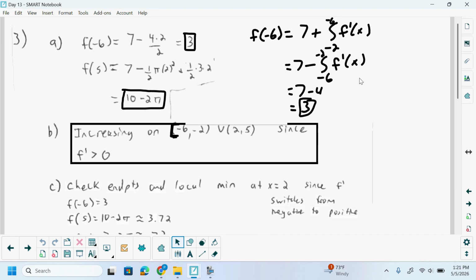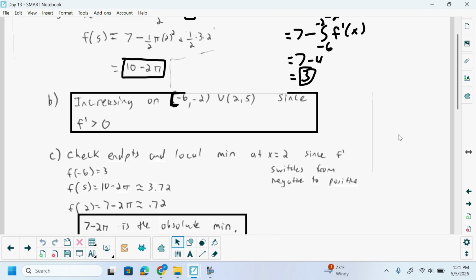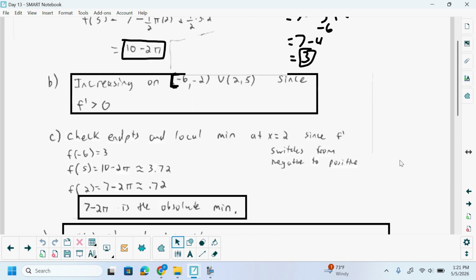For our absolute minimum, we need to check any local minimums and the endpoints. So for our local min, we can identify from the graph that that's at x equals 2, since f prime switched from negative to positive. At our endpoints, f of negative 6, we already found was 3 in part A, and we found that f of 5 was 10 minus 2 pi in part A as well.